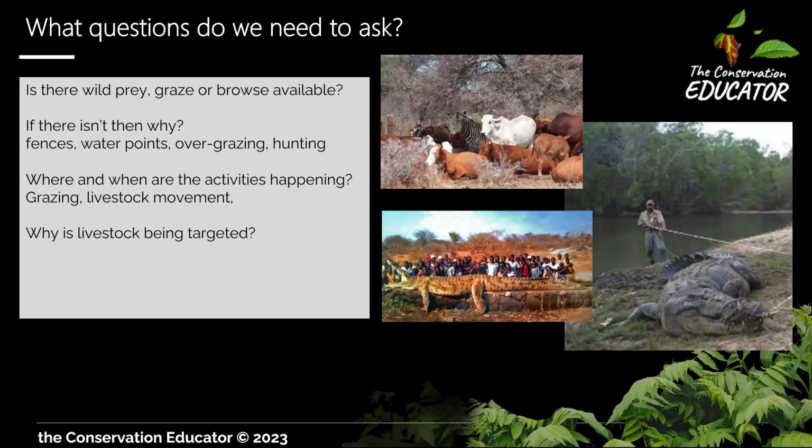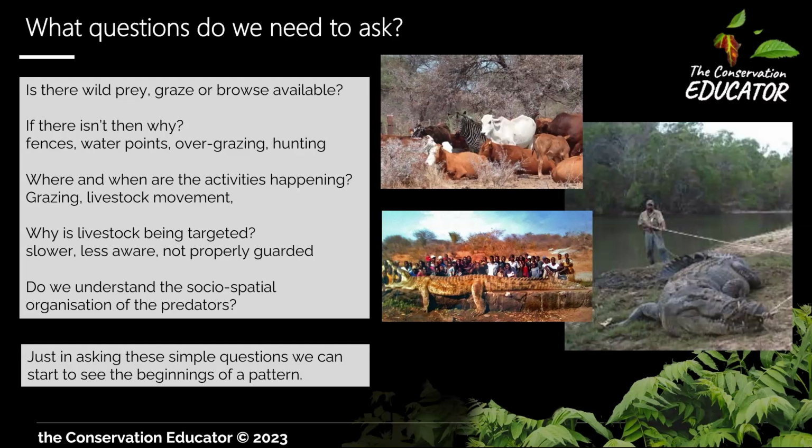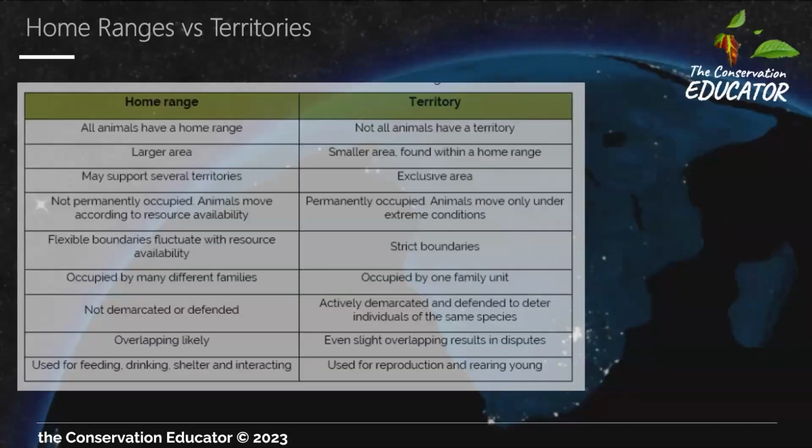Why is that livestock being targeted? Is it because by the predators? Is it because there's no prey available? Is it because they're not protected properly? Is it because they're easier to hunt? Are they slower, less aware, or not properly guarded? And do we actually understand the socio-spatial organization of the predators? And I'm going to give you a specific example here. But first, just in asking those simple questions, we can start to see the beginnings of a behavioral pattern in us and those we're having conflict with.